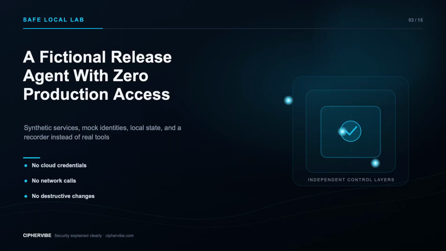Our lab uses a fictional release agent. It can propose publishing a synthetic build, changing a mock configuration, or deleting a disposable test record. Every identity, service, token, and payload is invented. The executor only records what would have happened. No cloud account, external API, payment, message, or production system is touched.